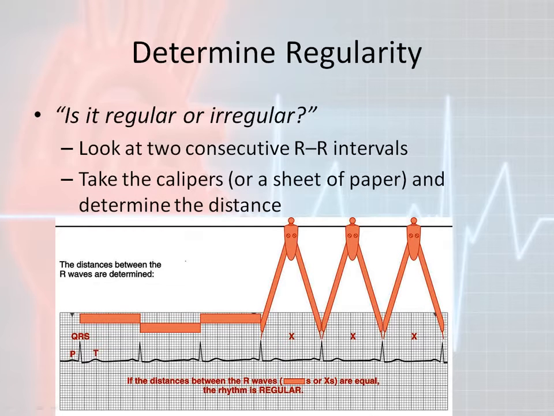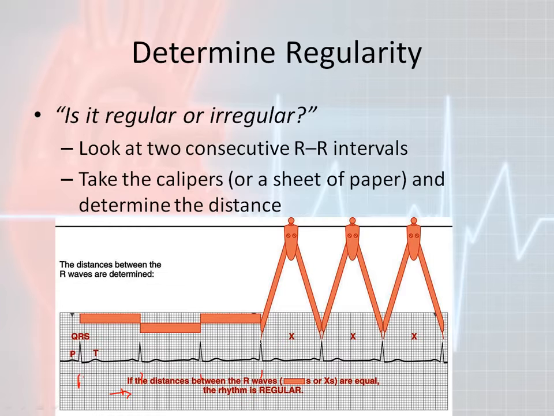If you use a sheet of paper, what you can do is put little marks on the sheet of paper here, and then you can just move the sheet of paper across and compare those marks with that one and with that one. That's the most common way that a lot of people do it.